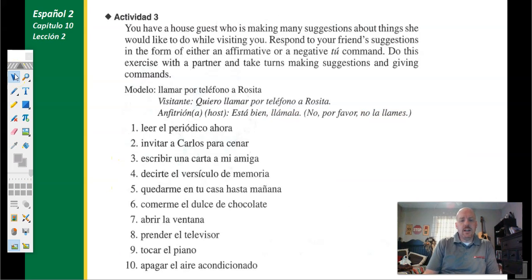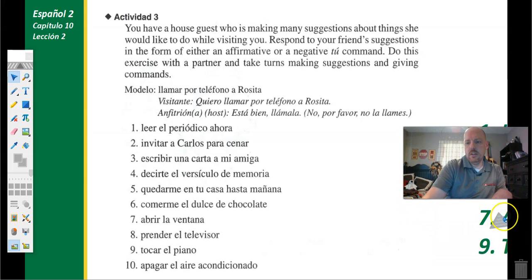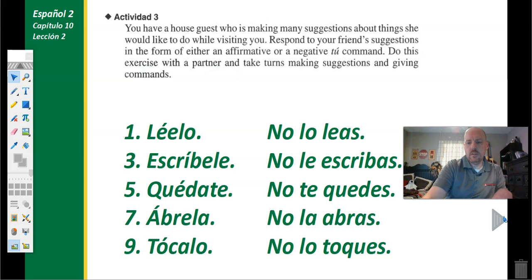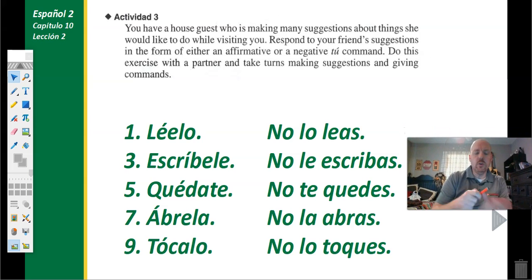Okay, so I hope that exercise went well for you. Let's check your answers. Remember, you were doing the odds. So let's see how all of this went. For número 1, the affirmative would be léelo. Leer el periódico ahora, read the newspaper now. So the affirmative command is léelo, read it.